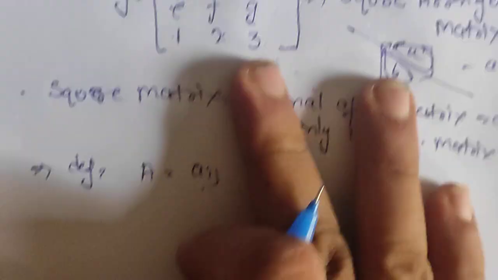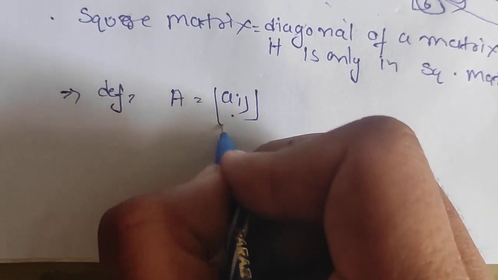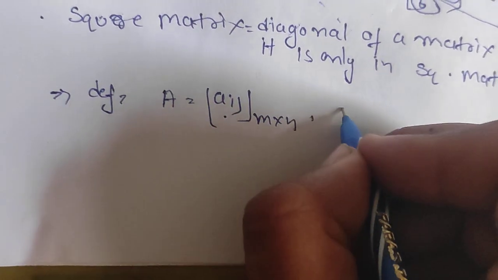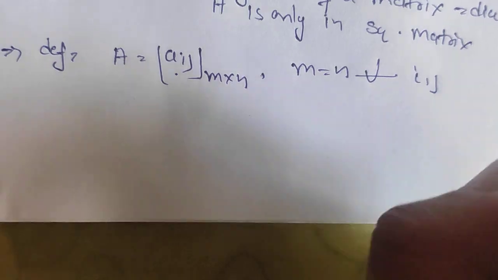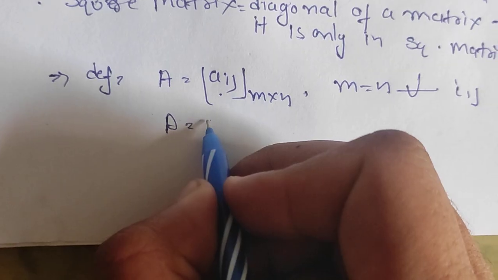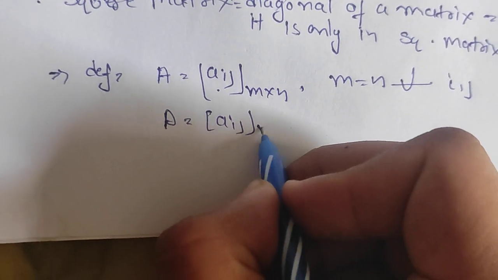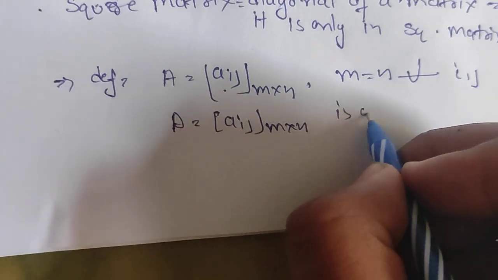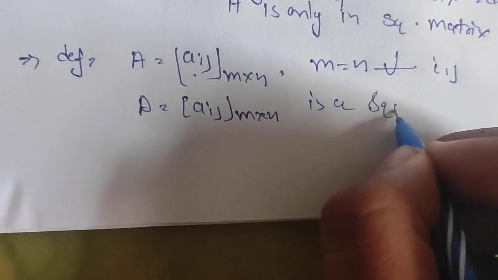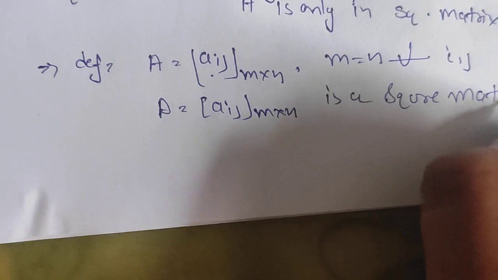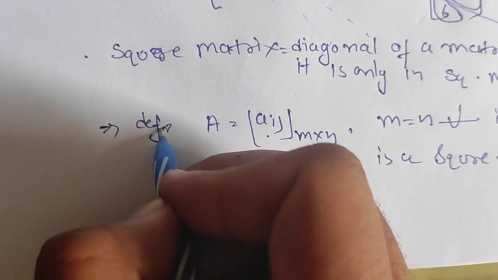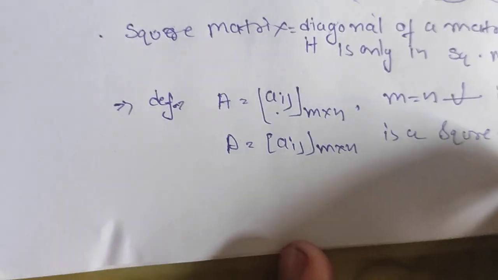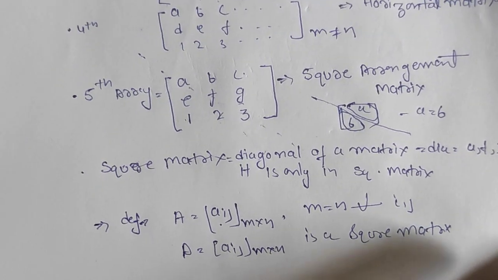Okay, now Aij is a matrix of m cross n. So if m is equal to n for all i, j, then we can say that A is equal to Aij, m into m, is a square matrix. Okay, then A is the square matrix. It is the basic definition of a square matrix. I hope you understand why we call this a square matrix.